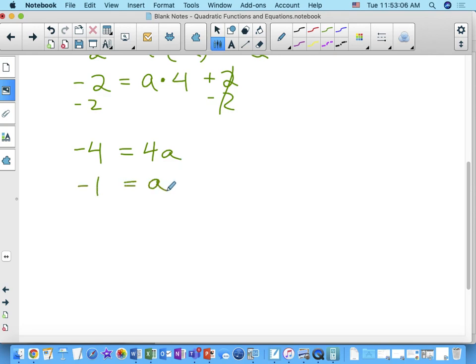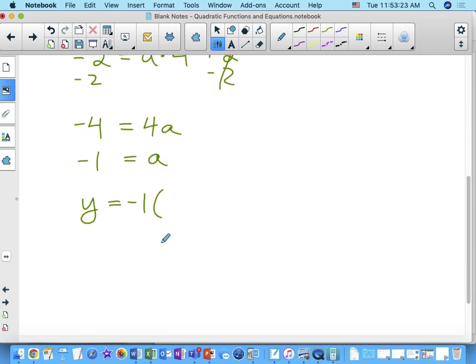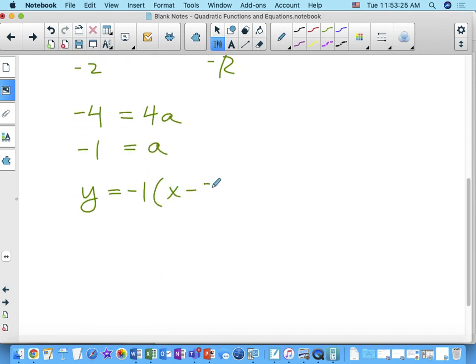Okay, so once you get the a value, don't forget to write out the entire function, because you're asked for the equation of the parabola, right? So the entire parabola is y equals -1 times, what was the vertex again? (x minus 3) squared plus 2.